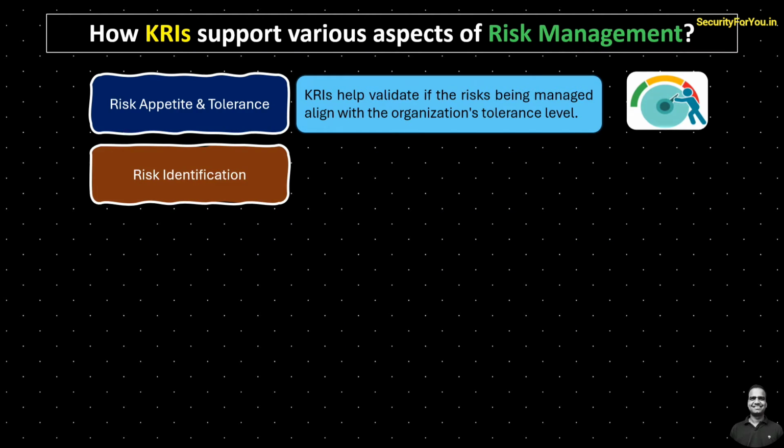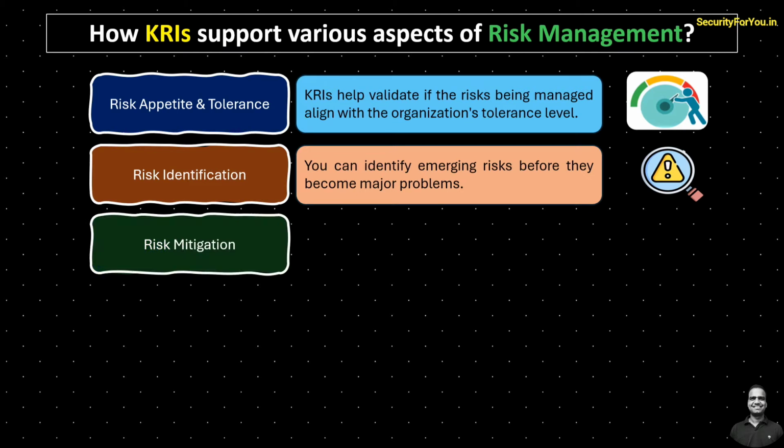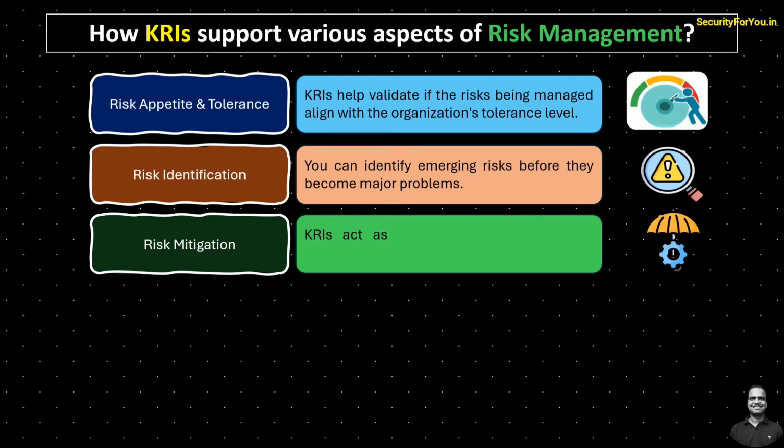KRIs support risk identification. By monitoring KRIs, you identify emerging risks before they become major problems. For example, a rise in unauthorized software might point towards a potential data security risk, right? Risk mitigation. KRIs act as triggers for taking corrective action. For example, slow patch deployment time could trigger a review of patching procedures to prevent future vulnerabilities.